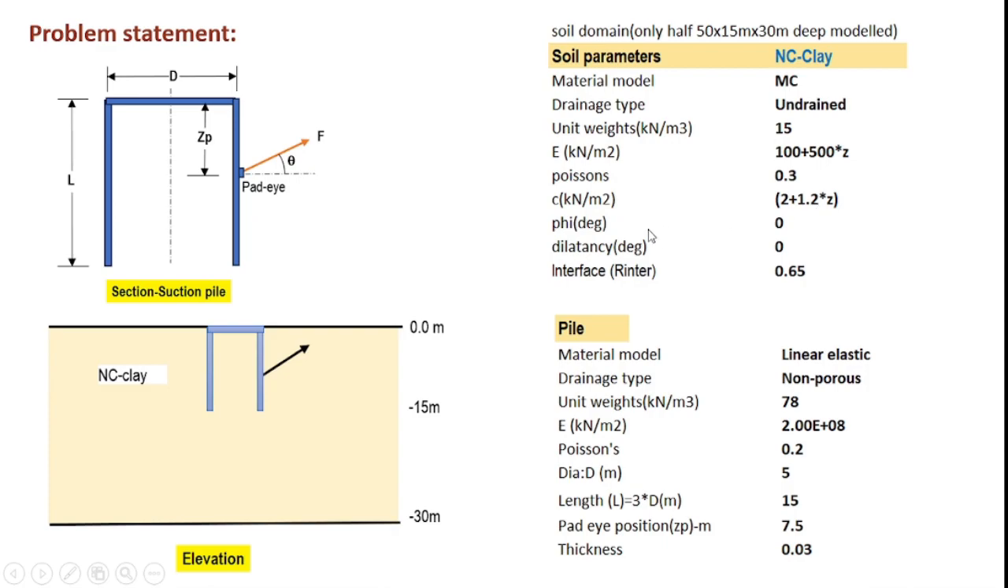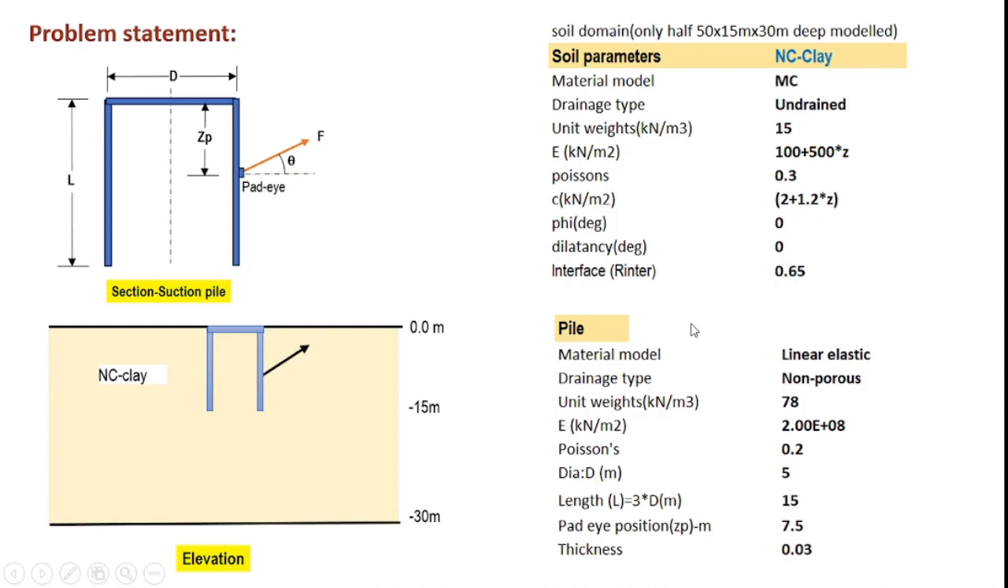Both the phi as well as the dilatancy psi values will be taken as 0 because we are considering an NC clay, and the interface coefficient, which models the interaction between the surface of the suction anchor and the surrounding soil, is taken as 0.65.